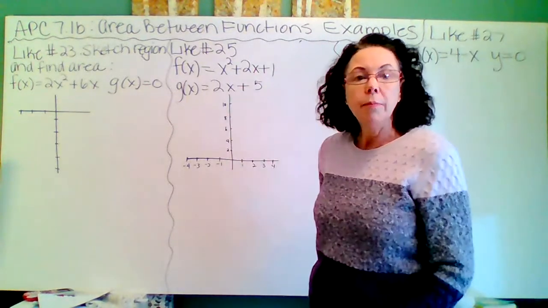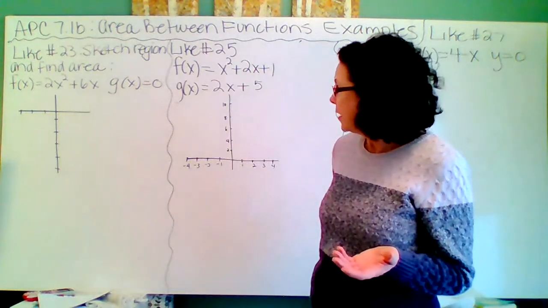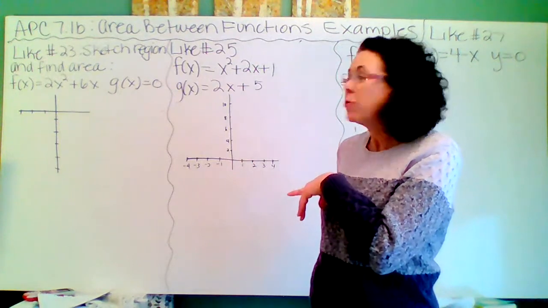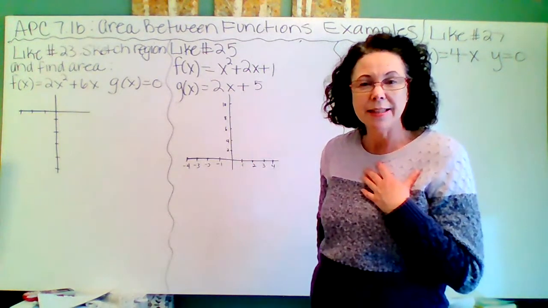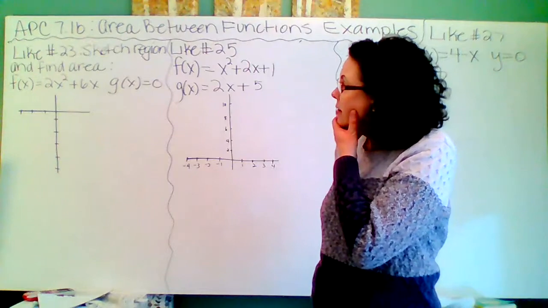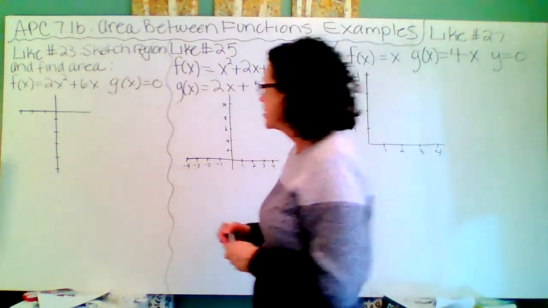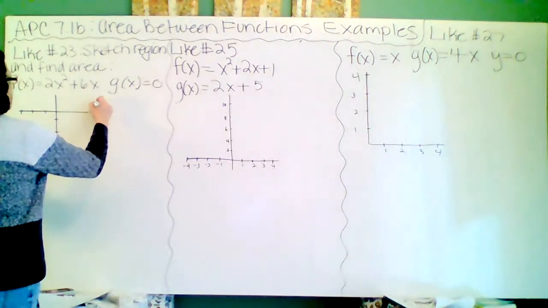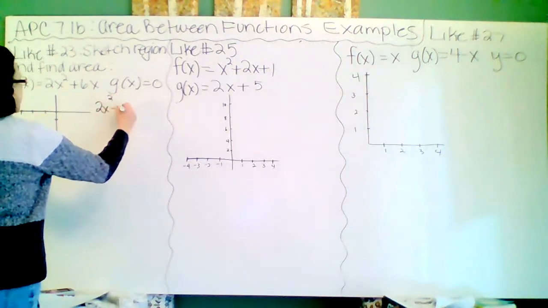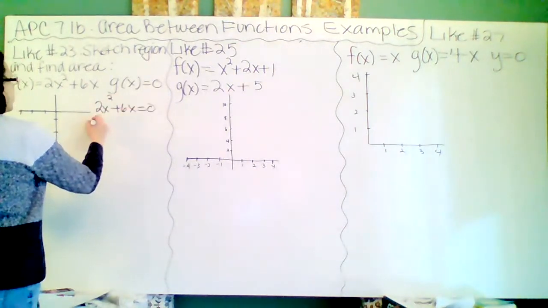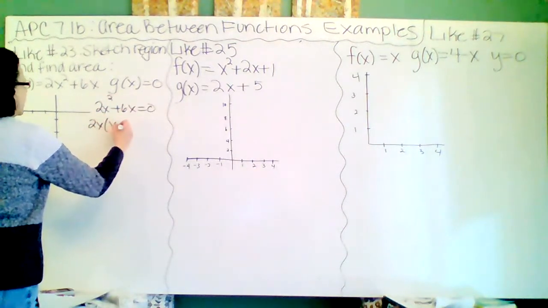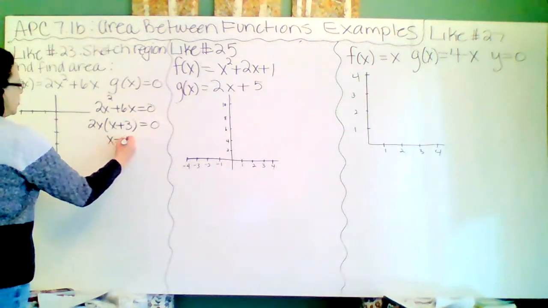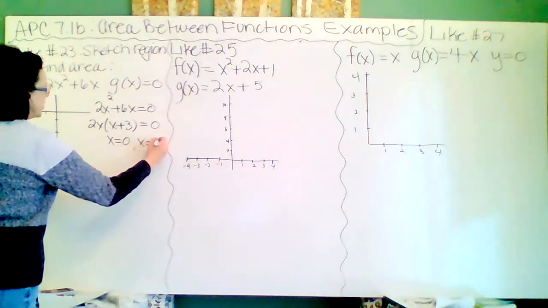So they are asking me to find the area between the function and the x-axis, but they don't give me the x's, meaning I need to find them myself. I need to know where this parabola hits the x-axis. So that would be 2x squared plus 6x equals 0. I'm going to factor a 2x. That's 2x times x plus 3 equals 0. I can see that happens at x equals 0 and x equals negative 3.